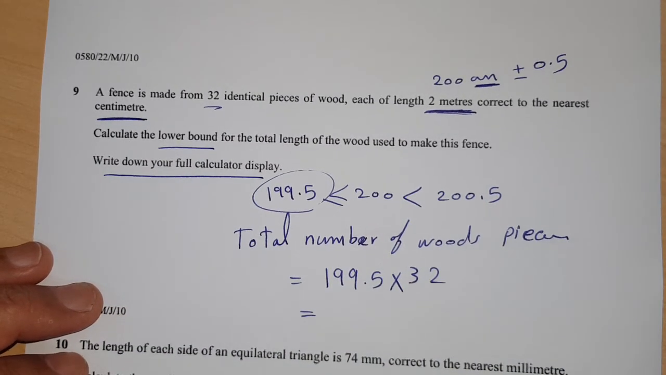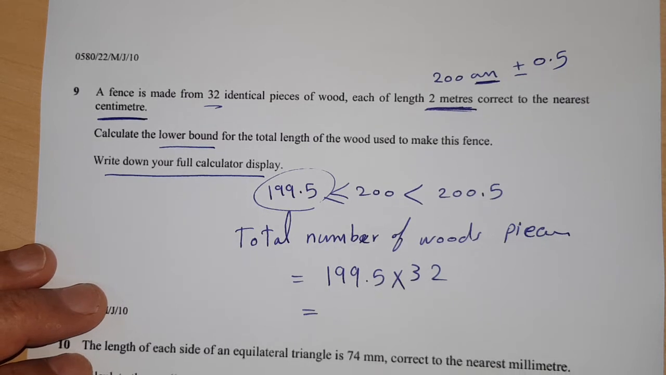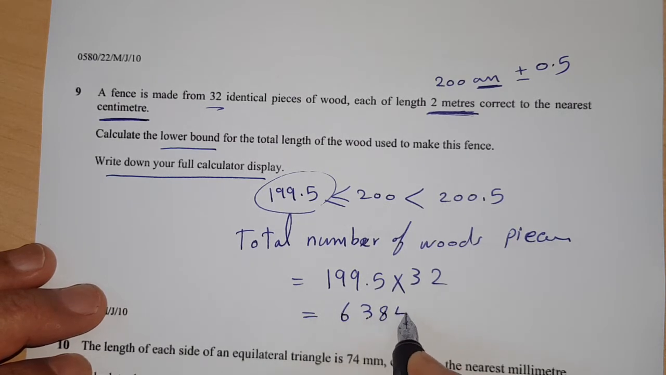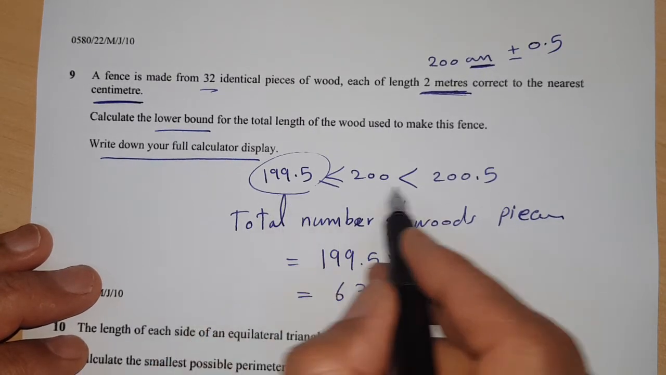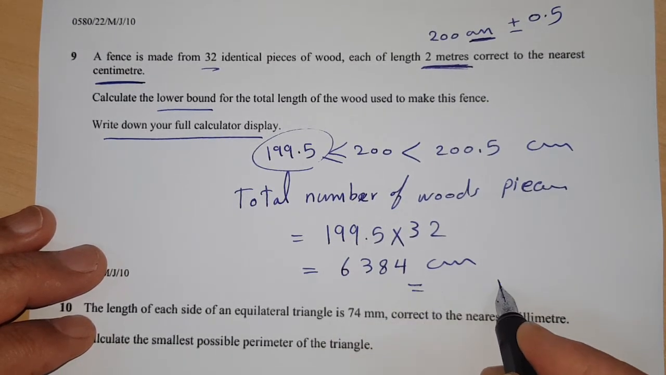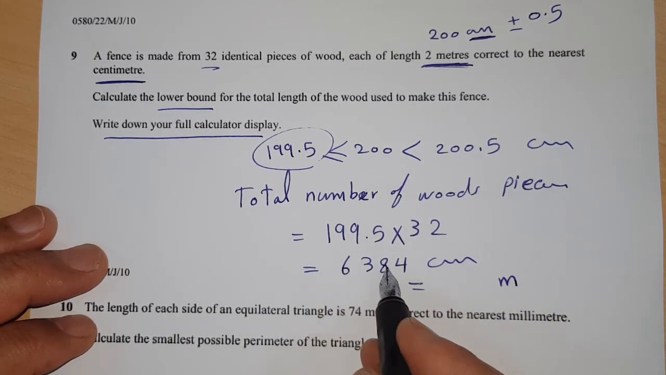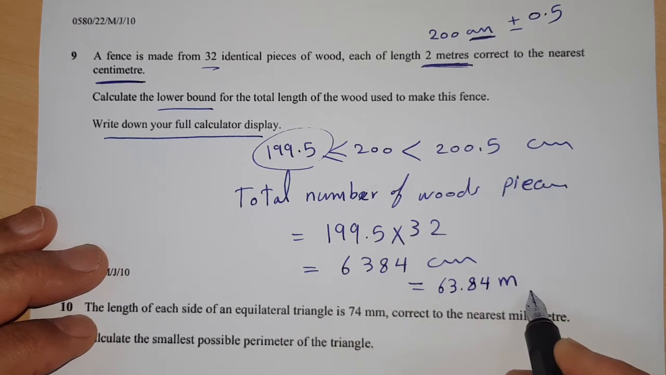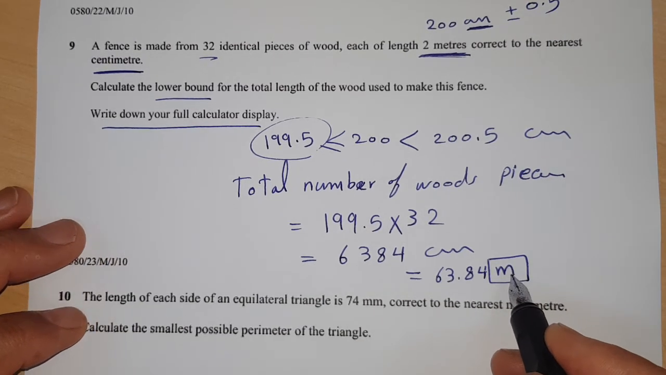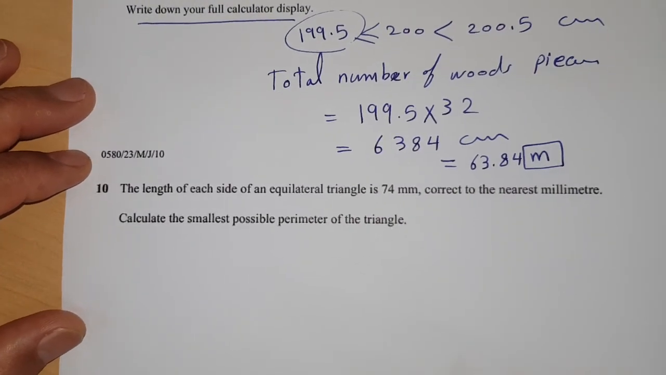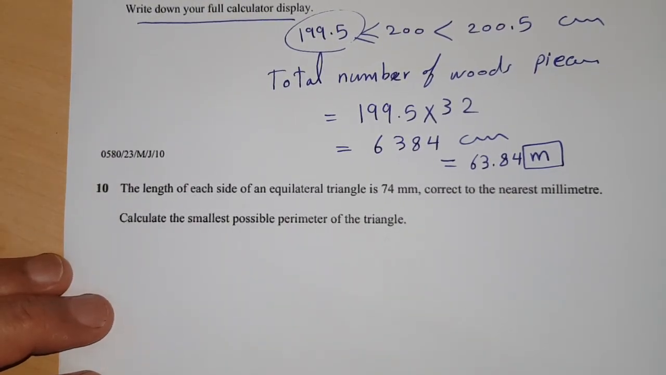Okay, I want to tell you something important now. 199.5 times 32. The answer is 6,384. This number is measured in what unit? Don't forget, it's in centimeters. If the question wants you to write meters, just divide by 100. You know, each 100 centimeters represents 1 meter. Divide by 100: 63.84. If the unit mentioned in the question is meters, please make it meters, or convert the centimeters to meters. Okay, try to solve this question and check your answer with me.